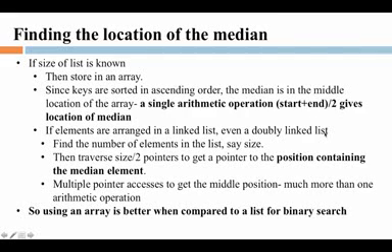Now if the elements are arranged in a linked list, let us assume that they are arranged in a doubly linked list. First we need to find the total number of elements in the list, which is the size. Then we have to traverse size by 2 pointers to get a pointer to the position containing the median element. I hope this is clear. So if you have like 32 elements in the list, and the median element is the 16th element, you must traverse 16 pointers starting from the start pointer to get to the position containing the median element.